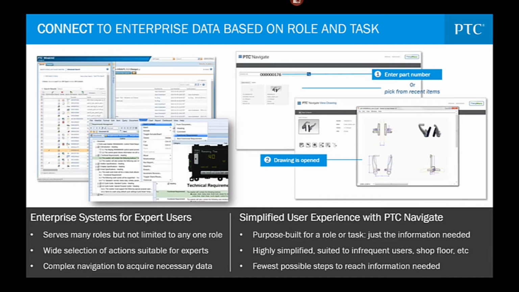And a simple example is one of the most common ones that we hear, that a lot of customers still communicate product information via drawings. And so customers tell us, we just want somebody on the manufacturing floor or in purchasing to put in a part number and get the drawing, get the latest release, and it's got to be that simple, where there's no training. There's a lot of turnover sometimes in the manufacturing positions. How can we do this most efficiently?